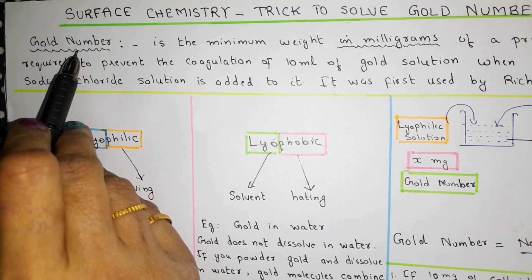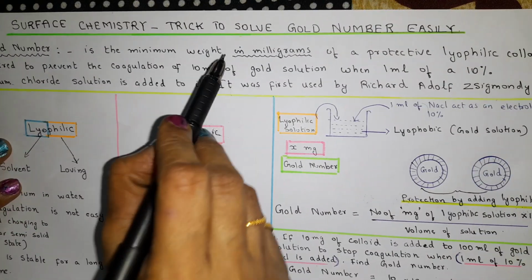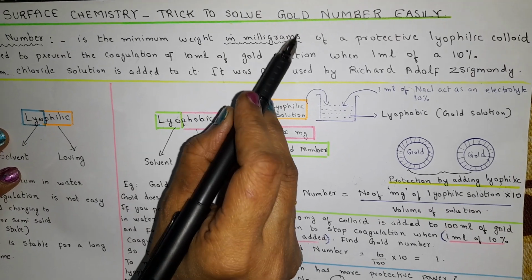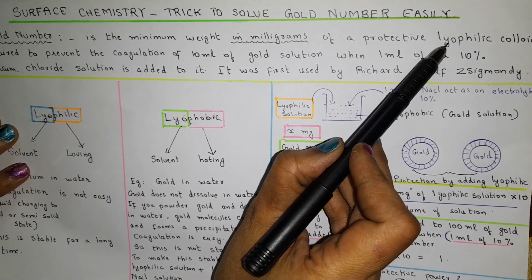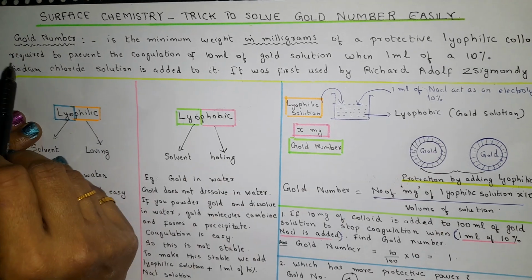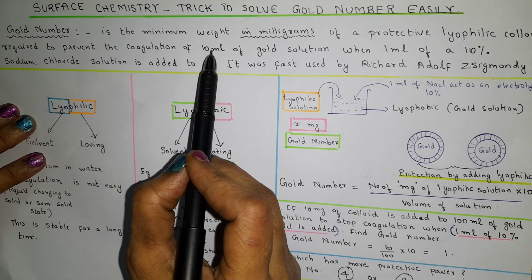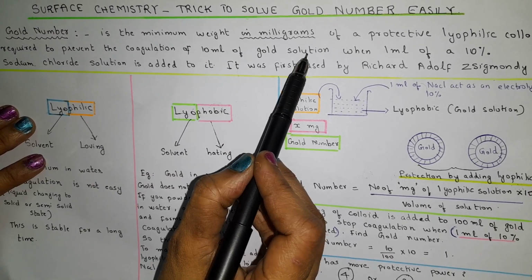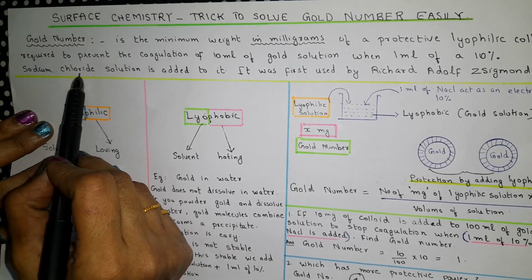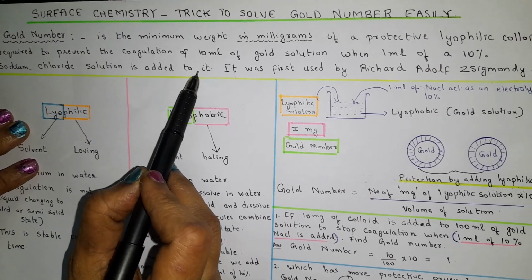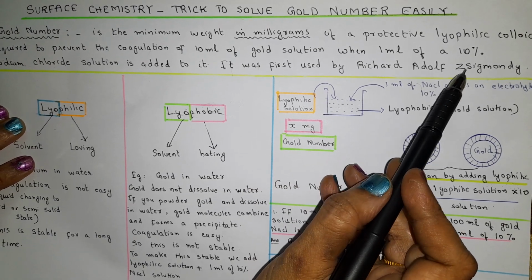So what is gold number? Gold number is the minimum weight in milligrams. Remember, it is in milligrams of a protective lyophilic colloid required to prevent the coagulation of 10 ml of gold solution when 1 ml of a 10% sodium chloride solution is added to it. It was first used by Richard Adolph Zsigmondy.